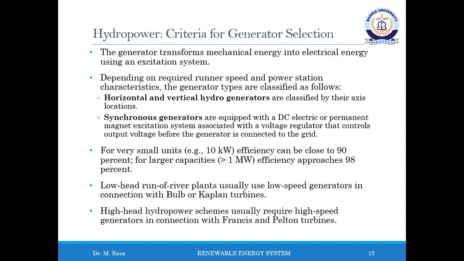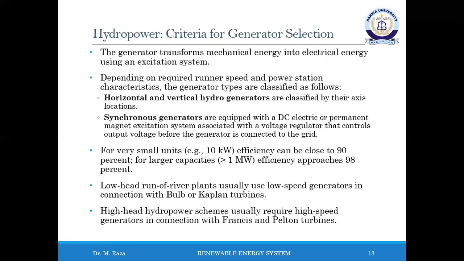Typical generator efficiency in small hydropower plant installation schemes increases with rated power. For very small units, for example 10 kilowatt, efficiency can be close to 90%, whereas for larger capacity turbines, that is more than 1 megawatt hydropower plant, the efficiency approaches about 98%.